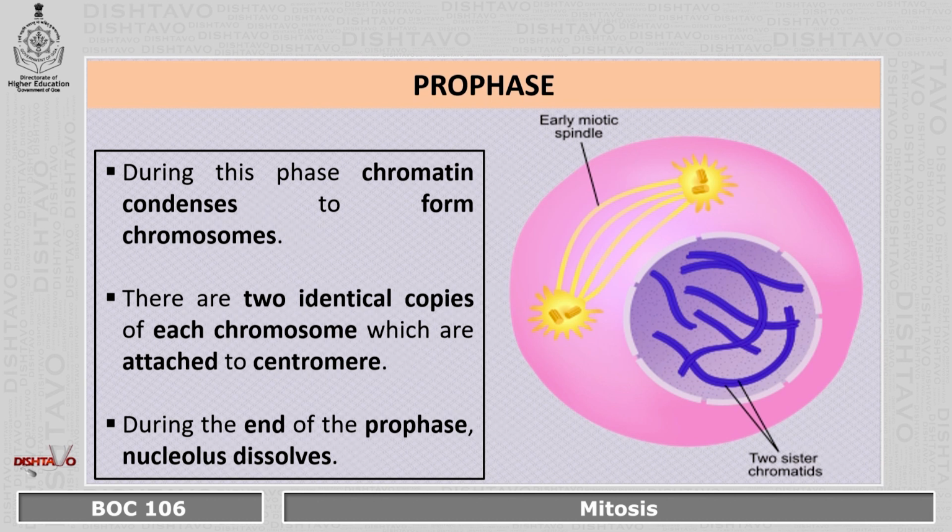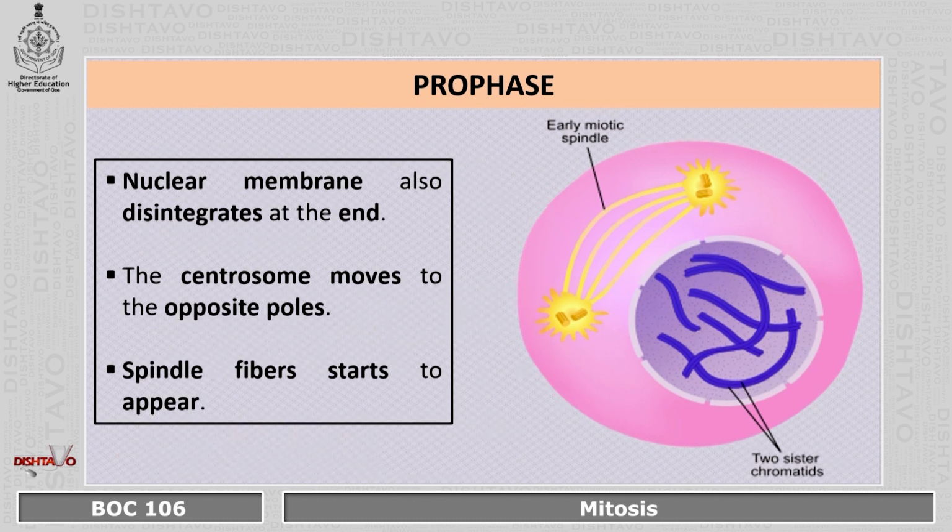The first phase of mitotic cell division is prophase. During this prophase, chromatin condenses to form chromosomes. There are two identical copies of each chromosome, which are attached to the centromere. During the end of the prophase, the nucleolus dissolves. This figure shows the nucleolus has disappeared and the chromatin is showing two sister chromatids.